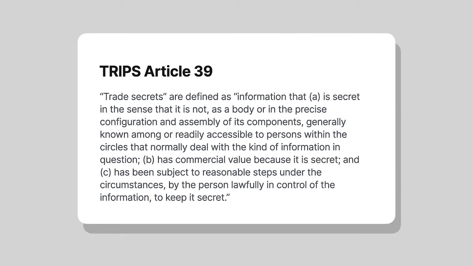So first, Article 39 defines trade secrets. The definition, which we'll see is essentially retained in the European Directive, establishes that a trade secret is any, quote, information that is secret in the sense that it is not, as a body or in the precise configuration and assembly of its components, generally known among or readily accessible to persons within the circles that normally deal with the kind of information in question. So that's part one, A. B, has commercial value because it is secret, and C, has been subject to reasonable steps under the circumstances by the person lawfully in control of the information to keep it secret. So there's the TRIPS definition of a trade secret.